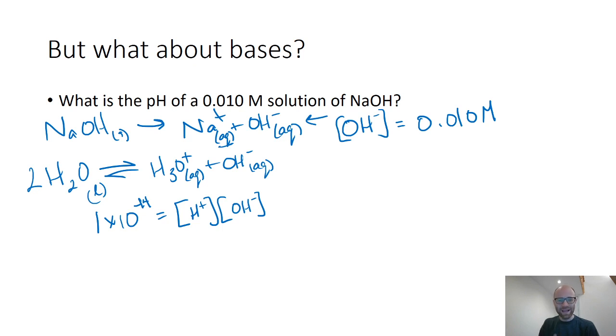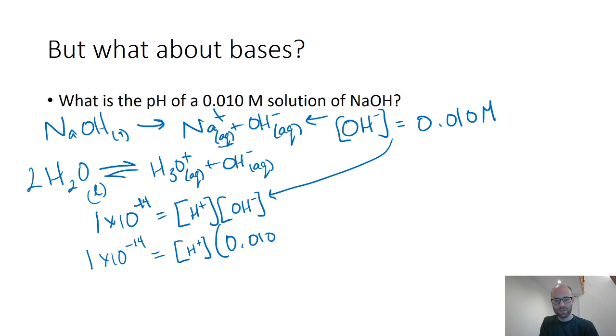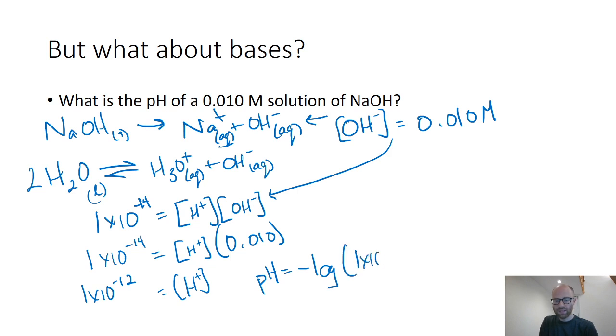Which means we now know that not only are they not equal, we know what one of them is. We know the hydroxide ion concentration, and we can plug that in. So 1 times 10 to the negative 14th equals H plus times 0.010. H plus is equal to 1 times 10 to the negative 12th. And if you plug that into your calculator, pH equals the negative log of 1 times 10 to the negative 12th, which is equal to 12.